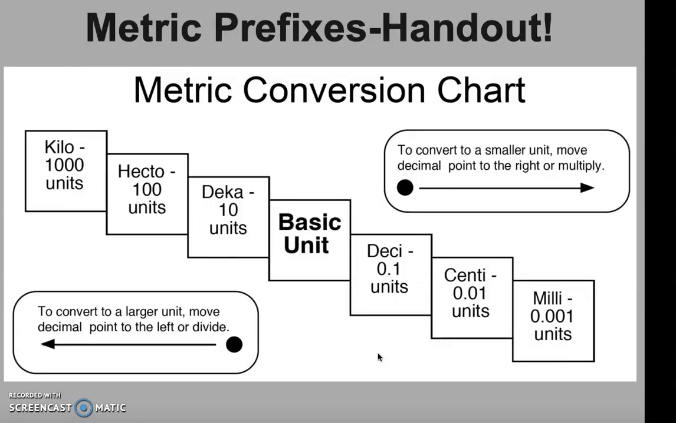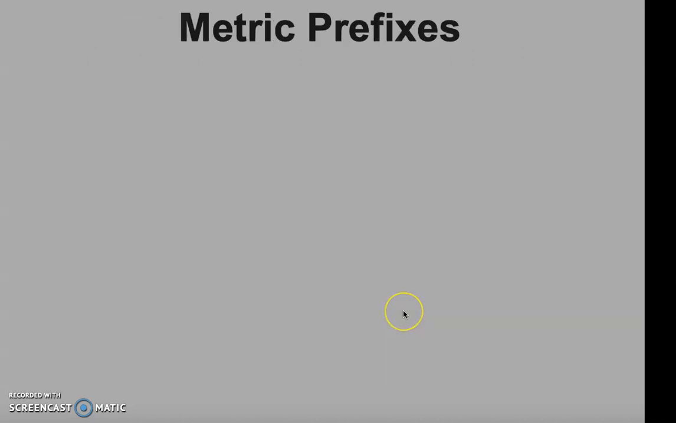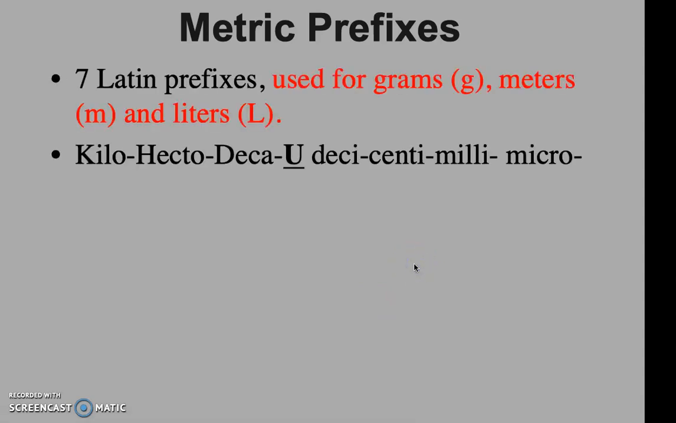Metric prefixes. Here they are. This is a handout that I usually give out. You have your base units, and we're going to be looking at those. We have the largest base unit on the left and the smallest all the way on the right. So let's look at the metric prefixes. Now we have the 7 Latin prefixes, and they're going to be used for grams, meters, and liters. They're prefixes, so they're going to be put in front of each one of these. Like you saw before, you have in order kilo, hecto, deca, U, which is your 3 base units here, in red, deci, centi, milli, micro.